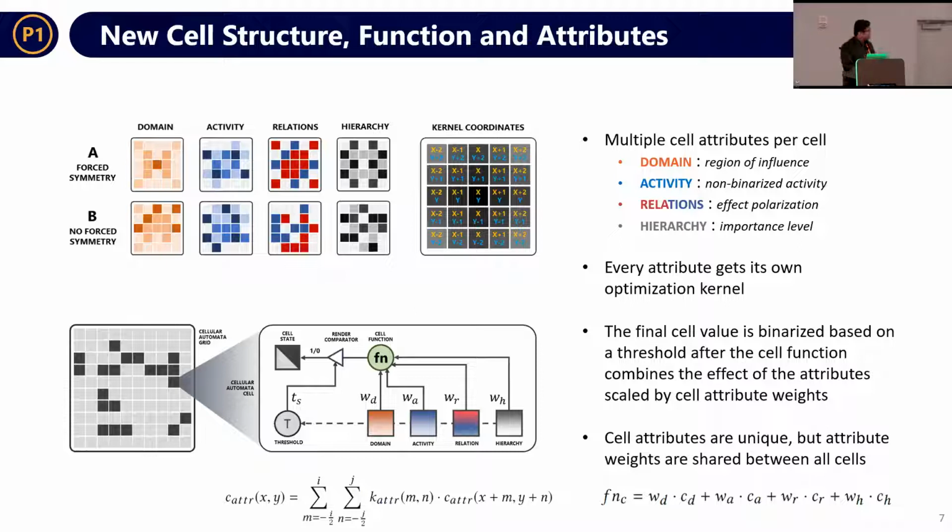And then the operation is the same. It basically is a kernel that passes over every cell in the matrix and then decides the next state of that cell. But just to note here that while the cell attributes will all be unique, the weights by which the cell attributes are multiplied are shared between all the cells in a grid. This is just to reduce the number of optimization parameters and keep things uniform throughout the grid.